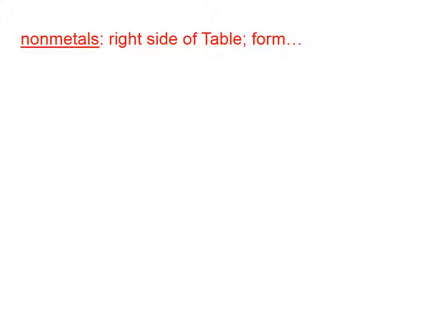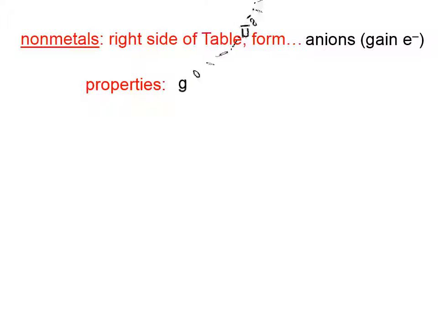We said that the metals are on the left side of the periodic table, which means the nonmetals, in general, are on the right side of the periodic table. We said that metals tend to form cations, meaning they lose electrons. Well, nonmetals tend to form anions, which means they gain electrons. Again, some nonmetals tend to gain 1 electron, some tend to gain 2, etc. But in general, nonmetals tend to gain electrons.